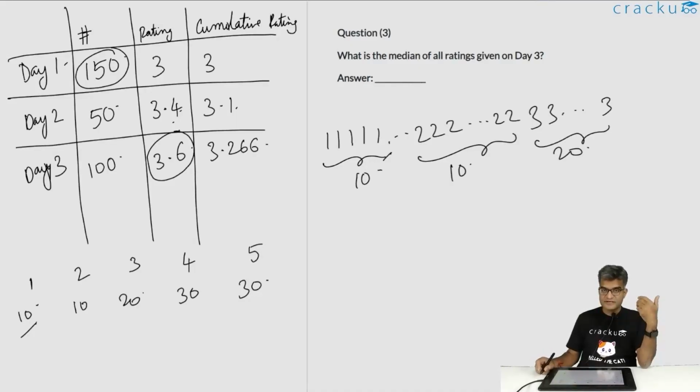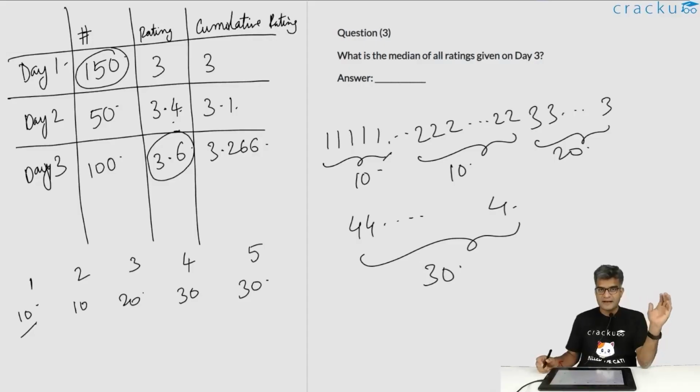Then we have 4 occurs 30 times. So we have 4, 4, and so on till 4. This occurs 30 times. So 70 are done. And 5 occurs 30 times. So 5, 5, and so on till 5. This occurs 30 times.